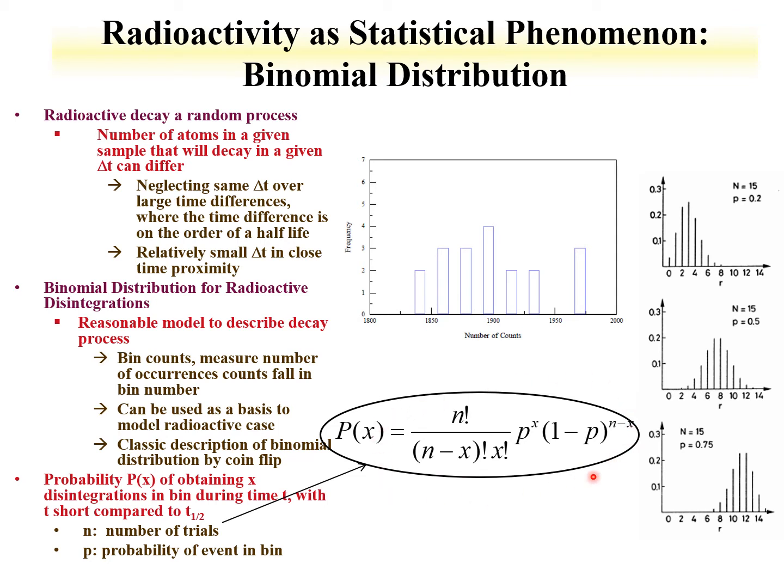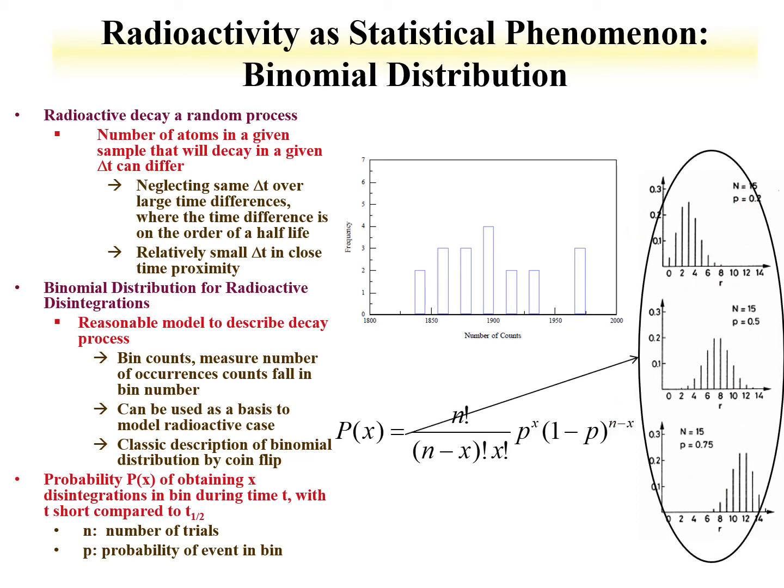So that's a relatively reasonable equation. We can use that to help us describe and explain radioactive decay. And we have some examples of different binomial distributions shown here. And these are all derived from this equation.